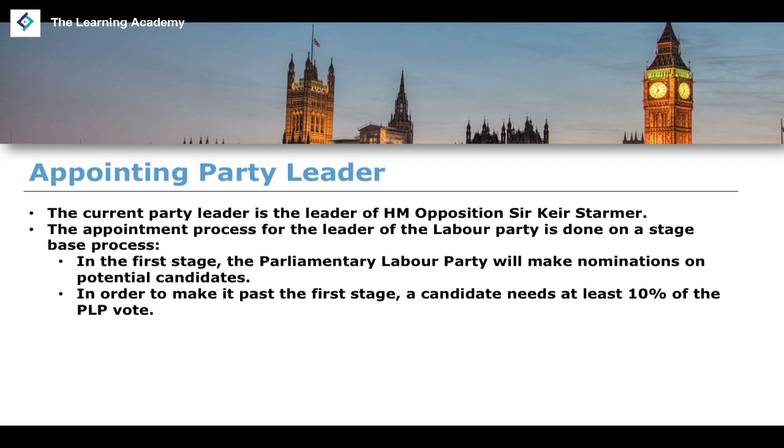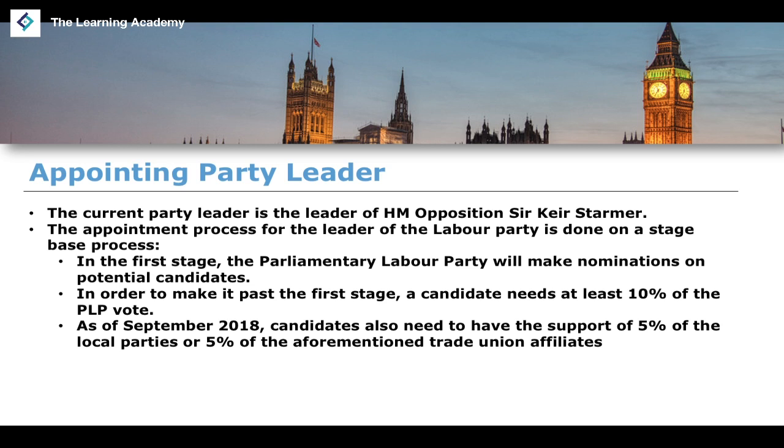When it comes to the Labour Party, the Parliamentary Labour Party don't whittle it down to the last two, but you do need to have at least 10% of the PLP vote in order to get through to the next stage. We also should note that as of September 2018, candidates also need to have support of either 5% of the local parties, or local affiliations with the Labour Party, or 5% of the aforementioned trade union affiliates as well. So we also have to have quite broad support from them as well.